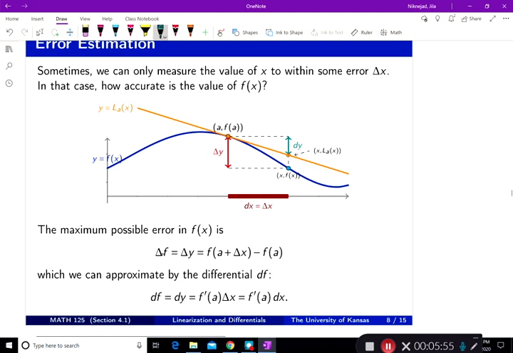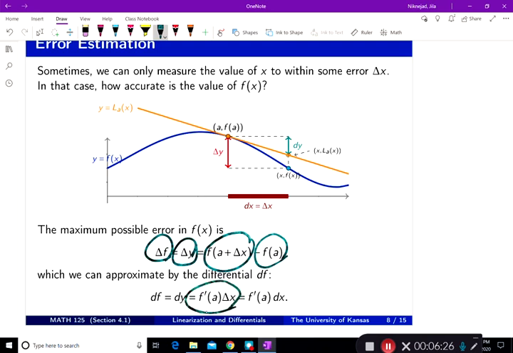And so again, delta f is the same thing as delta y, and it's the actual value of f at the point minus the value of f at the measurement point, and df or dy is f prime times delta x. And this is easily seen through the tangent line approximation that we discussed.